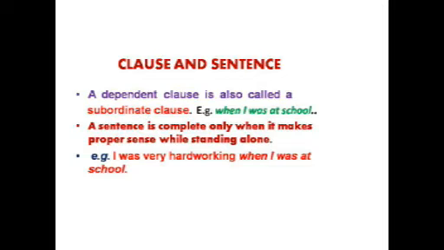Now, let us look at that example given there. I was very hardworking when I was at school. So, here you have got a complete sentence. Of course, there are two clauses there. I was very hardworking, that is the main clause or the independent clause, and when I was at school is dependent, because that is depending on the main clause for its complete meaning or complete sense.